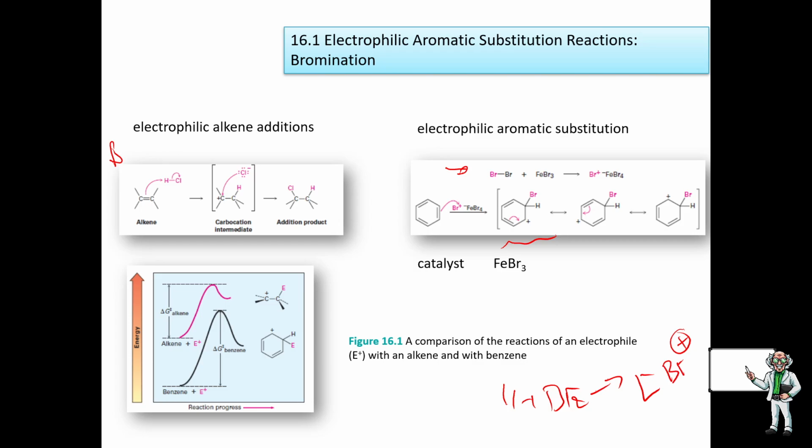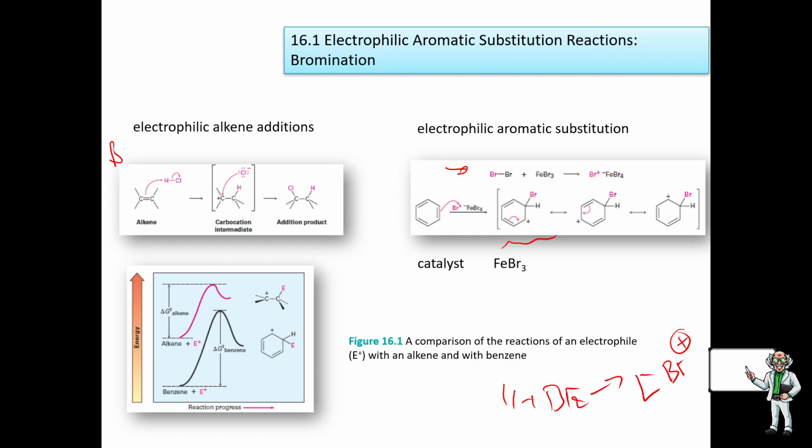That means the intermediate is exactly the same as in the electrophilic alkene additions. For double bonds or aromatic rings, the first step is very similar. The only difference is that we need to activate the electrophile that normally works very well with alkenes. In the case of aromatics, we have to activate it using a catalyst. In the case of bromine, iron tribromide.